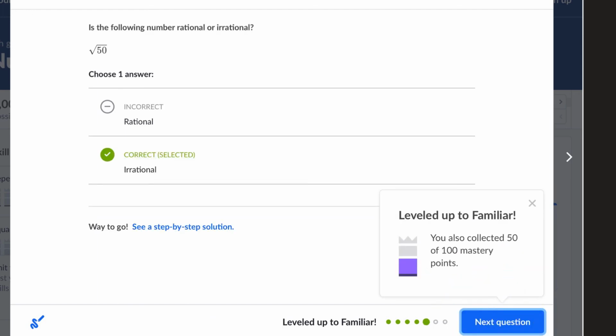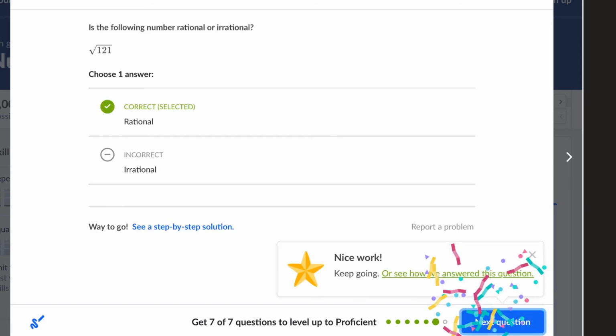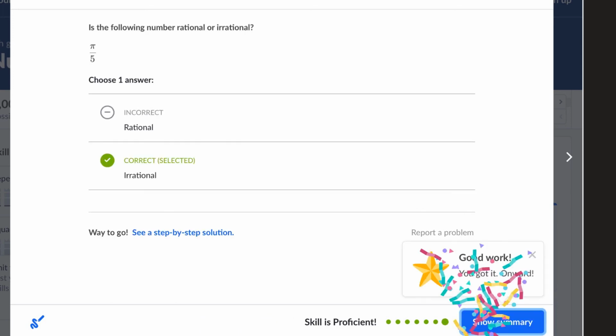Hey, all right, this is looking good. 121. I happen to remember the square root of 121 is equal to 11, which could be written as a fraction of integers. That means it has to be rational. All right. Pi right there. Pi just messes things up. Anything divided by or multiplied by pi is going to be irrational. And so, boom. Ha! Nailed it.